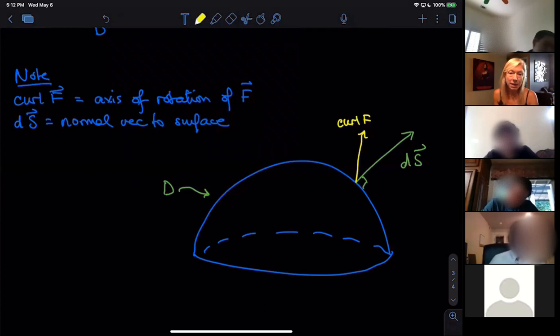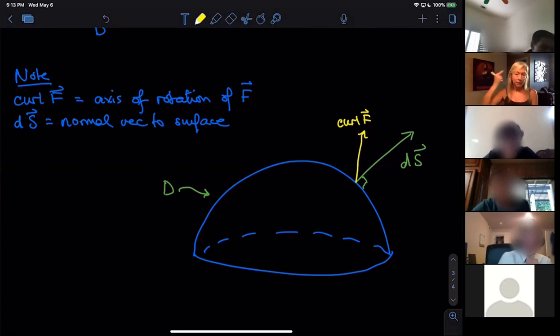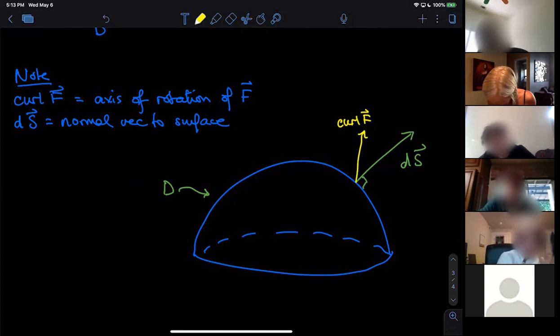What does it mean for that to be the curl vector at this point? What that means is that's the axis of rotation of the vector field. So what the vector field is doing is it's swimming around that axis of rotation at that point. So there's some rotation going on.